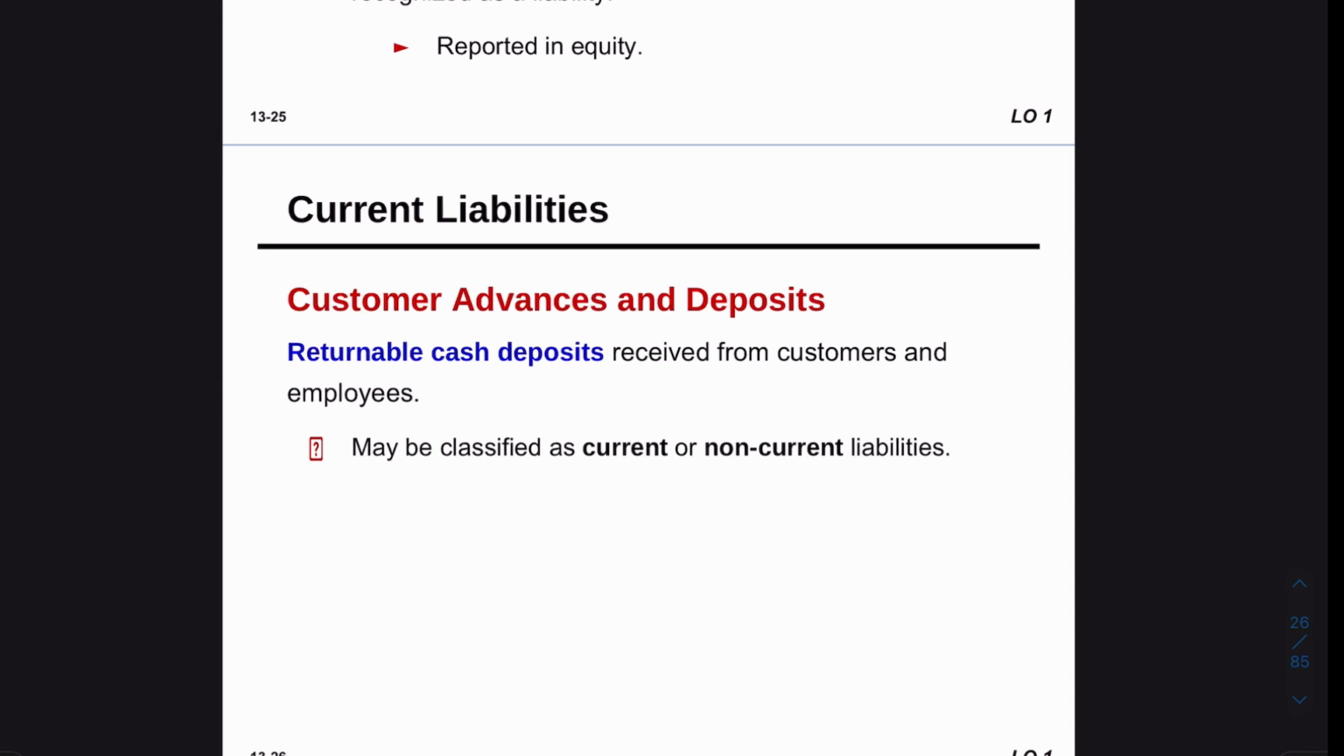So it's considered a returnable cash deposit, and it will be considered a current liability for the company, because they have to pay it back if the customer brings back those assets. So it's considered a returnable cash deposit received from customers and employees. It may be classified as a current or non-current liability, depending on the period of time.